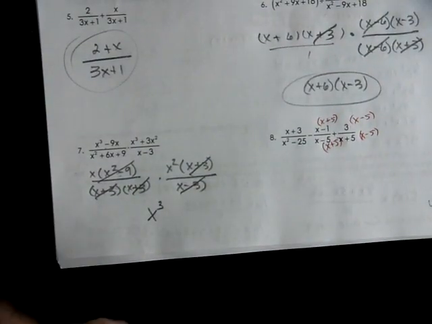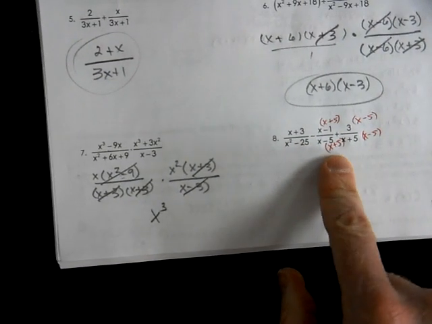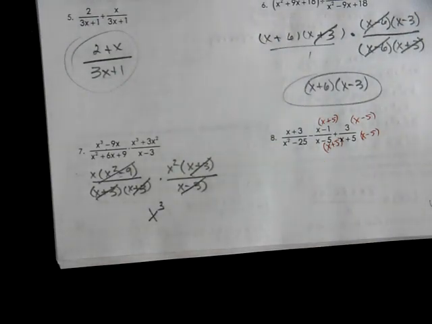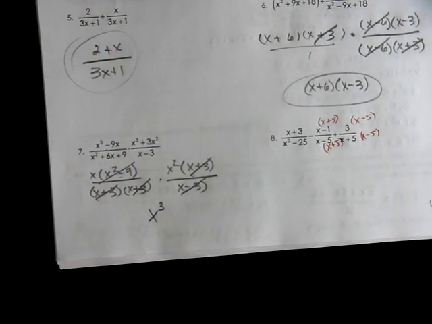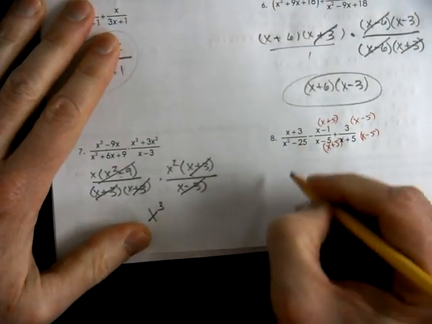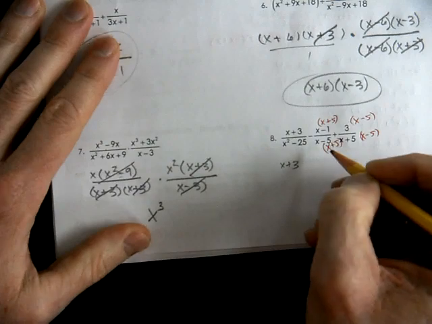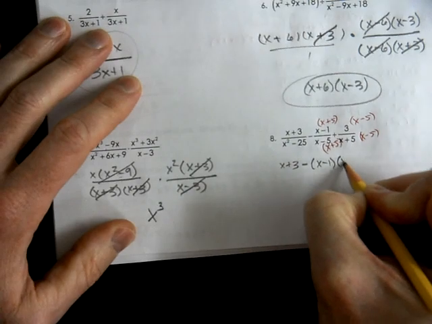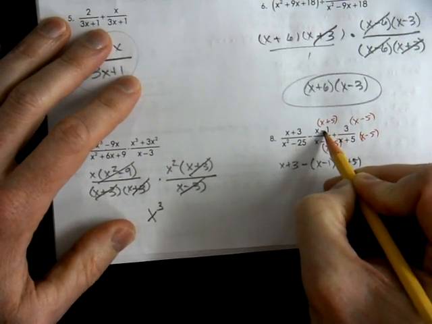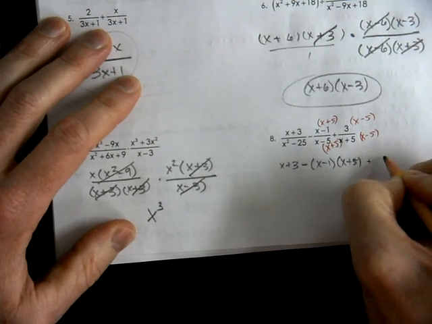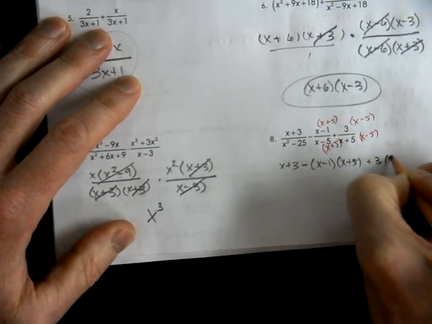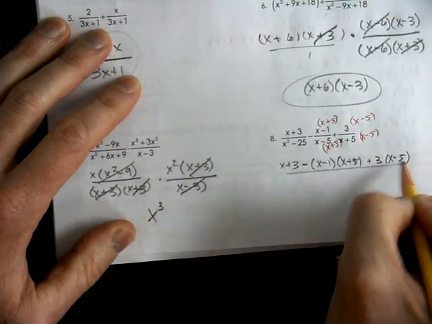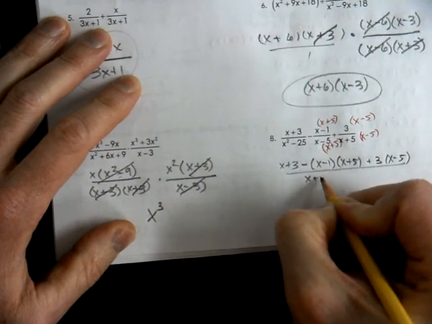Okay, this one, we're not multiplying by the GCF because it's not an equal sign. We're not trying to get rid of items, we're trying to get common denominators. So we have x minus 1 and x plus 5. And 3 times x minus 5 over a common denominator.